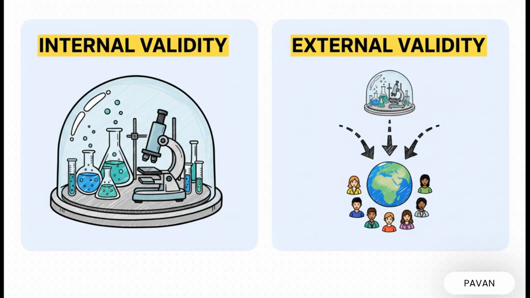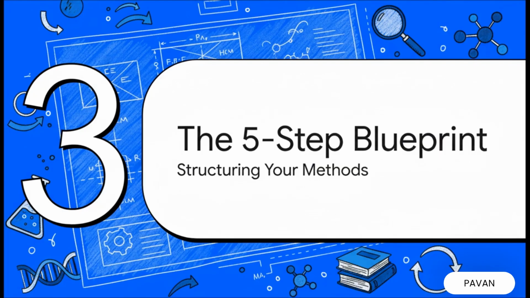Can we take these findings and generalize them to a whole population? A truly great method section has to prove both. Okay, now that we've got the theory down, it's time to get practical. Let's actually build this thing. Here is the simple, clear, 5-step blueprint for a rock-solid method section.